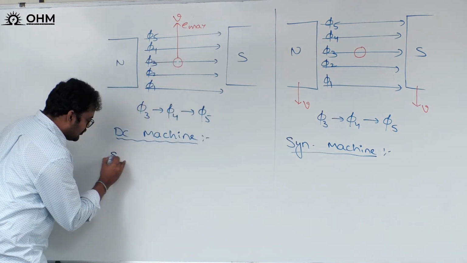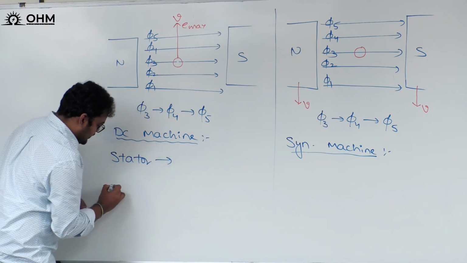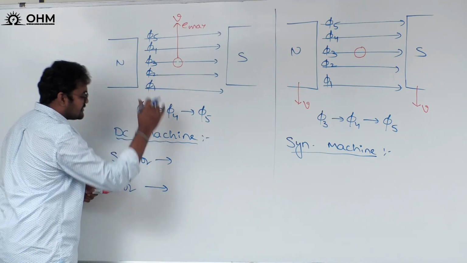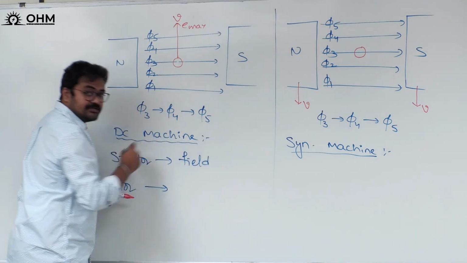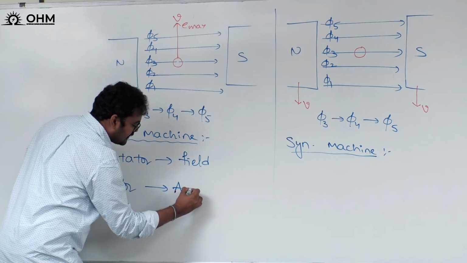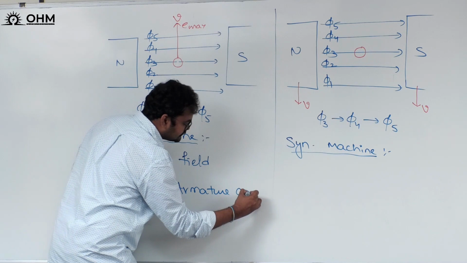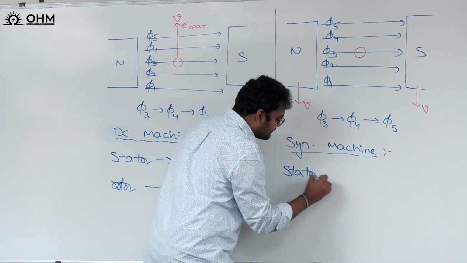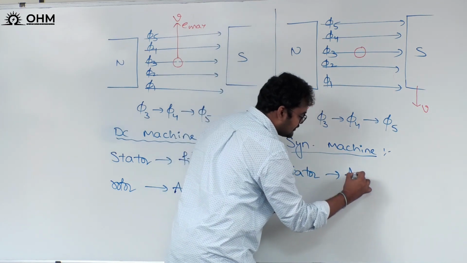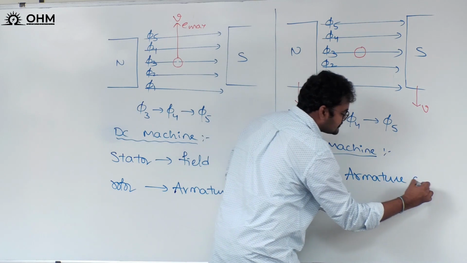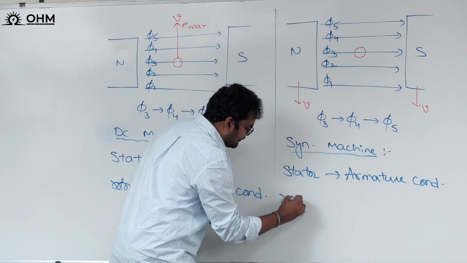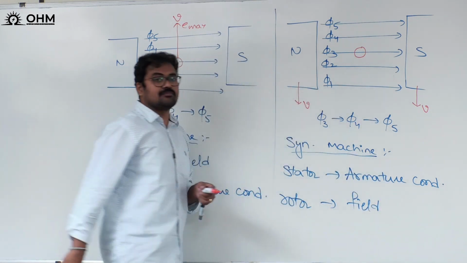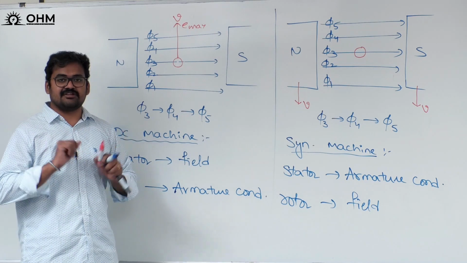But what is the difference? Who is stationary? That is stator, and who is moving? That is rotor. Yes, in case of DC machine, the stationary one is magnetic field and the moving one is armature conductor. Okay. Coming to synchronous machine, what is stationary? That is nothing but stator. Yes, in case of synchronous machine, armature conductors are stationary, and coming to the moving part, that is the rotor part, magnetic field is going to be the moving part. Except that there is no difference.